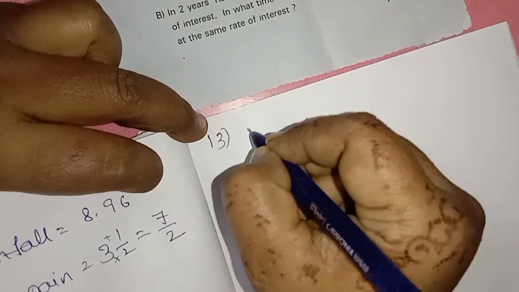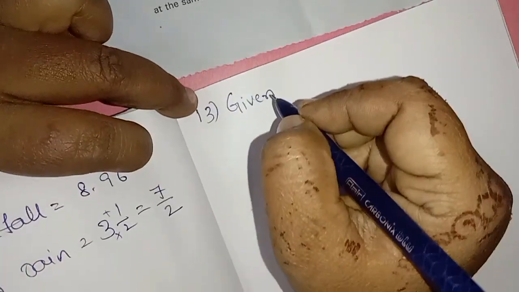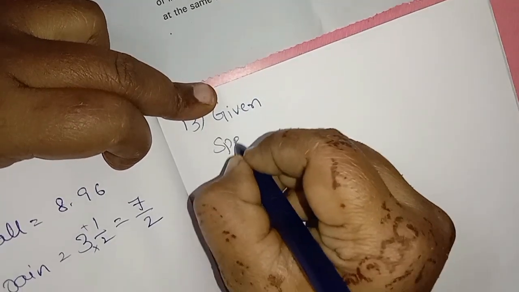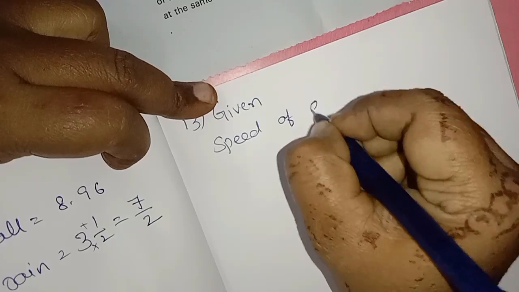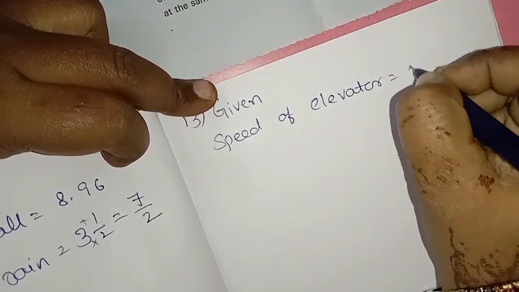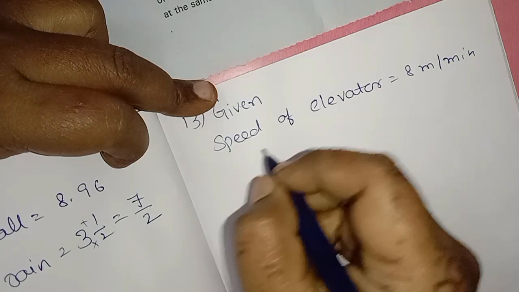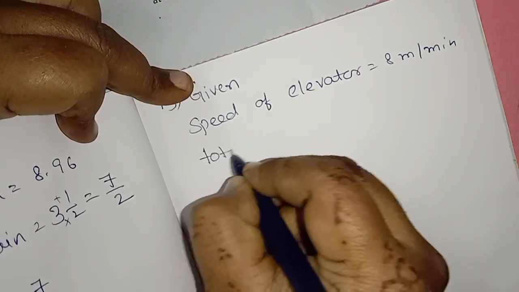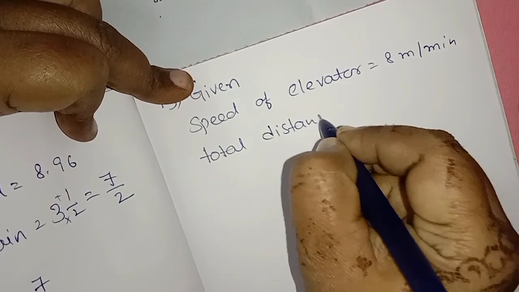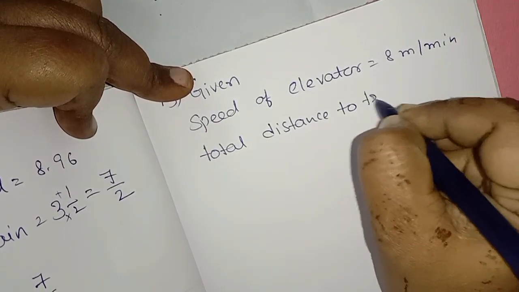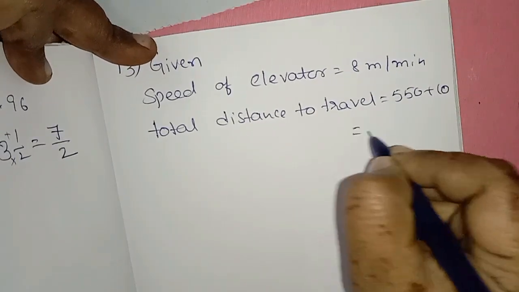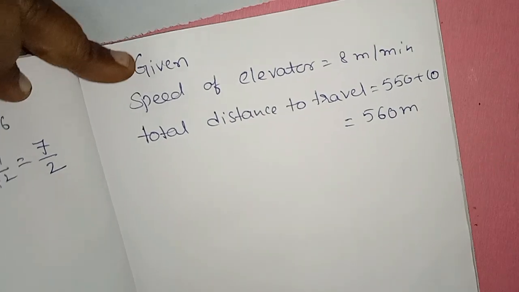So what information is given? 13th question. Given: speed of elevator, 8 meters per minute. Next, total distance to be traveled. Total distance to travel is 550 plus 10. How much total? 560 meters. Right?